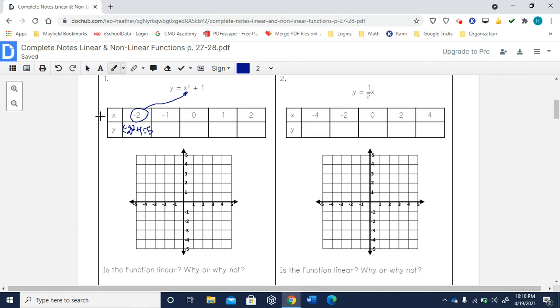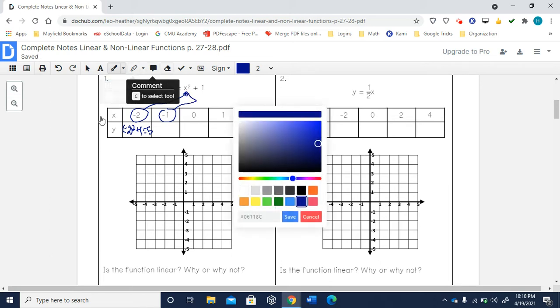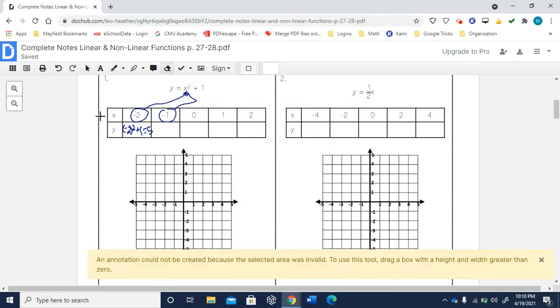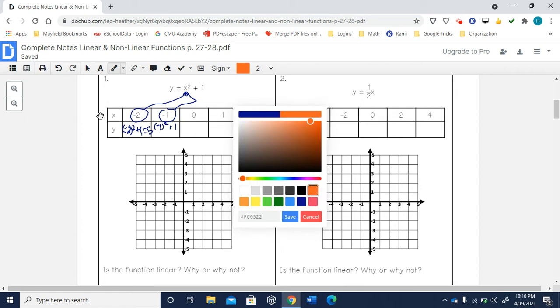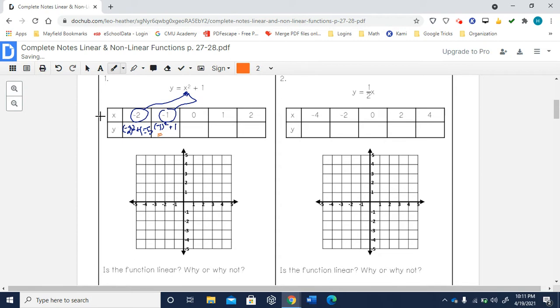For the next one, I'm going to put in -1 for x. Actually, let me go back here so that you can actually see. Okay, that'll be fine. So let's put in the -1. So I'm going to do -1 squared plus 1. -1 squared is 1, plus 1 is 2, so that equals 2.